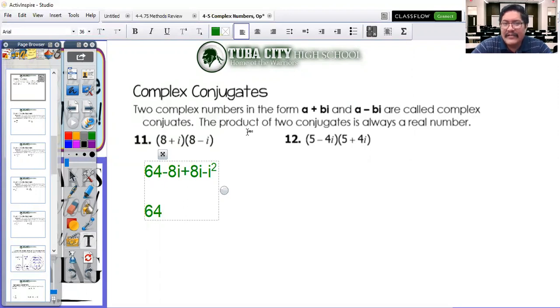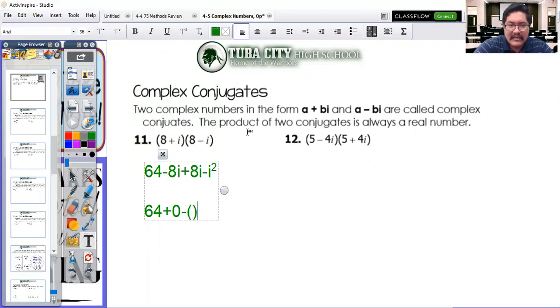So in this case, if we look at what we have here, we have -8i plus 8i. Well, that would be 0i, which in this case means it's gone. If you don't have any of it, you don't need to mention it. For now, I'm just going to leave it in there, but you don't really need to leave it in there.